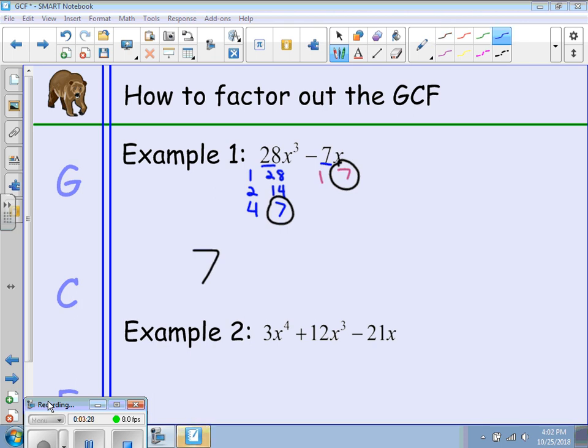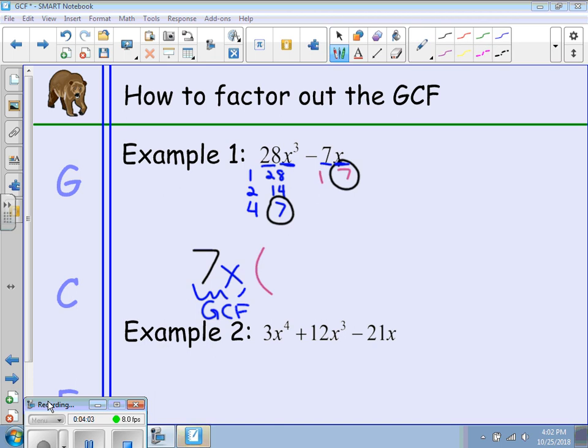Now let's talk about the x's. We've got an x cubed here and an x over here. Notice again from our notes, it said that the greatest common factor of variables is the variable with the lowest exponent. What has the lowest exponent? x. So our GCF, by the way, is 7x. That's the biggest amount of numbers and variables that we can take out. What's left inside, we kind of call our trash.